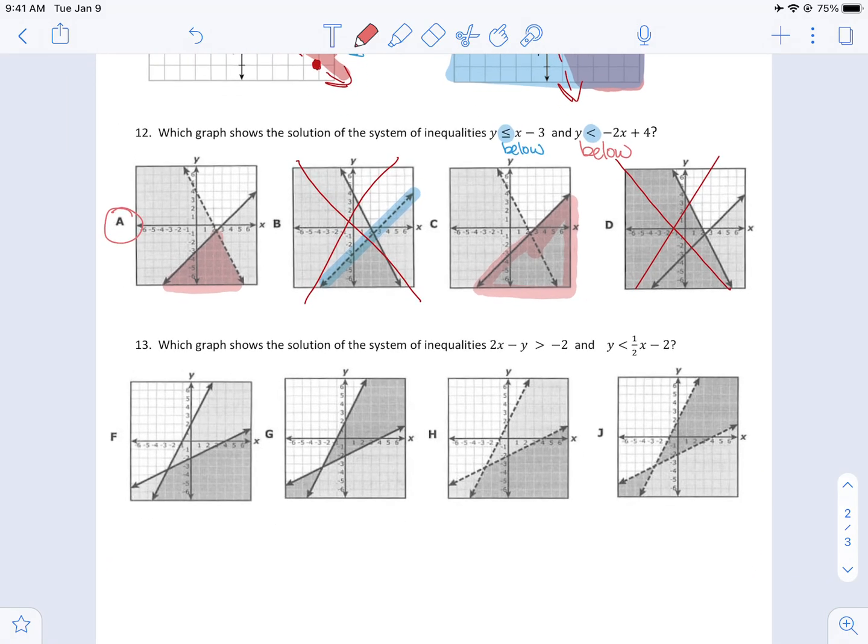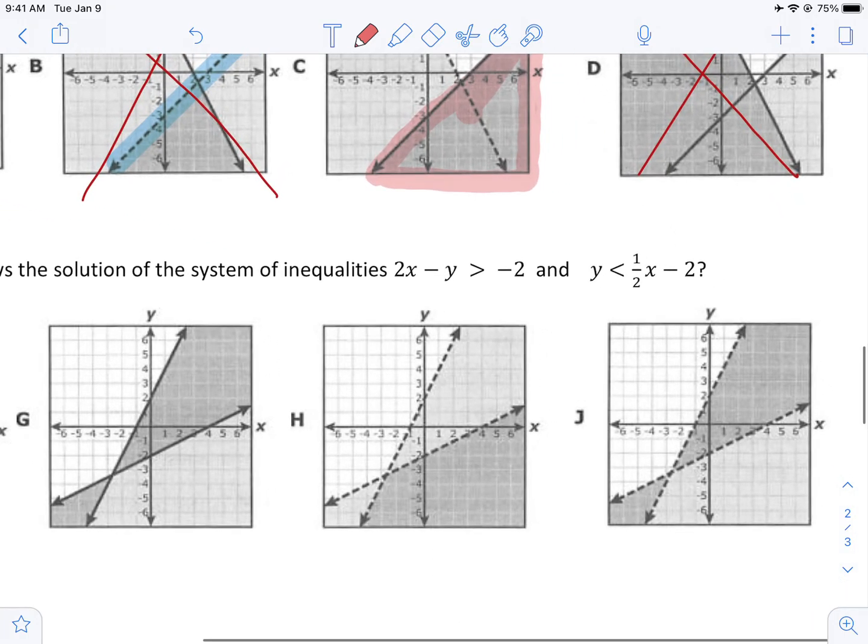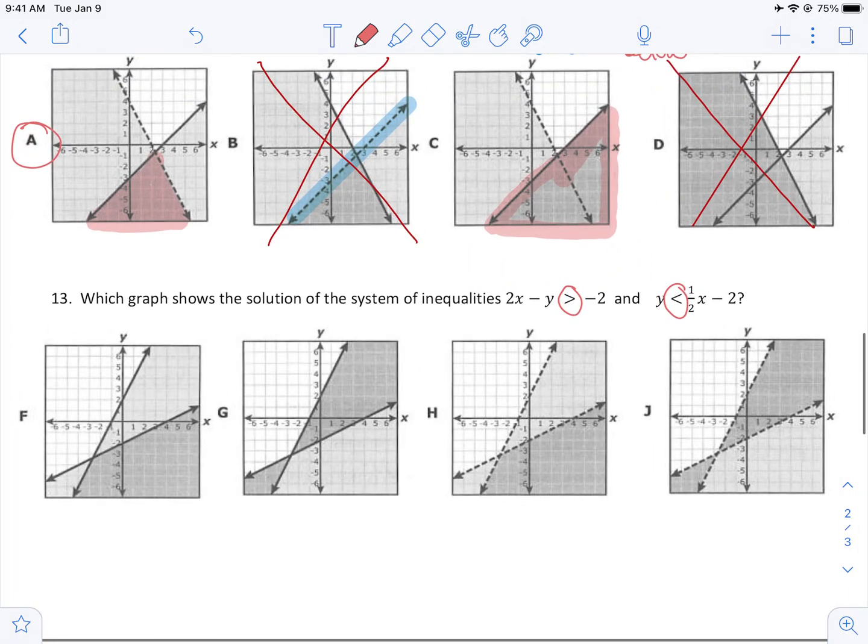Okay, looking at number 13. Just by looking at the inequality symbols right here and right here, we can eliminate answer choice F because they're two solid lines and answer choice G because they're two solid lines. So what we're looking for, again, is a common shaded area. If I'm looking at the first equation, I would need to solve it for y in order to determine how to shade.